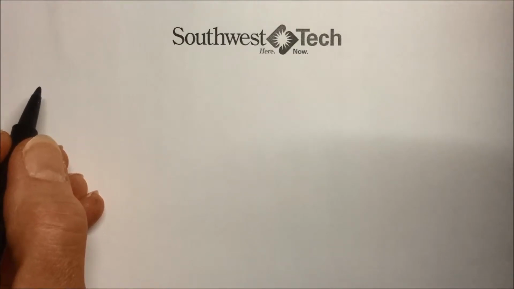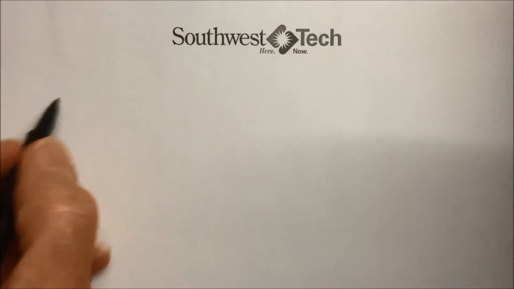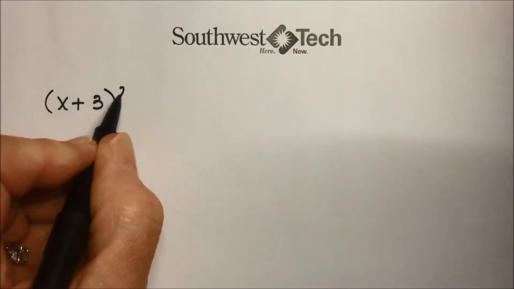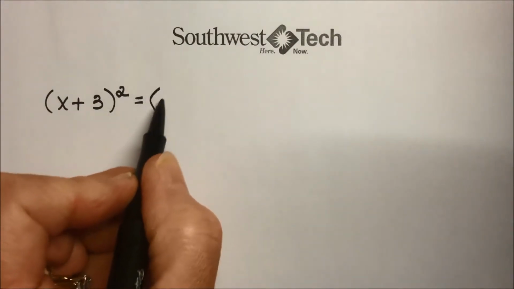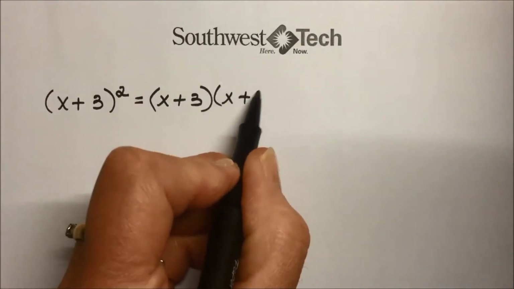Section 5.5, Factoring Perfect Square Trinomials. Consider taking a binomial squared. This binomial squared means x plus 3 times the quantity x plus 3.